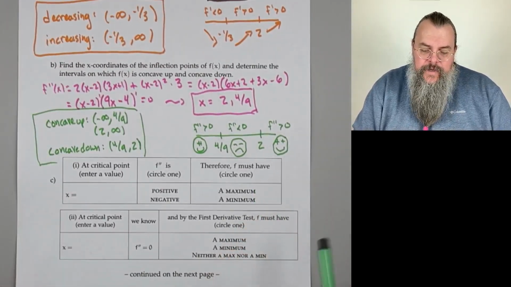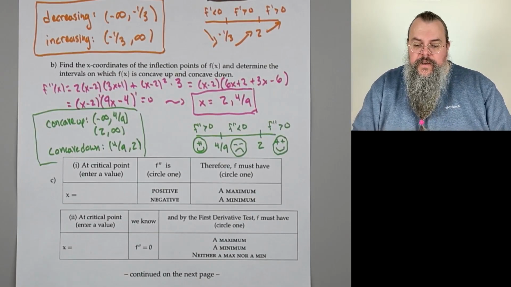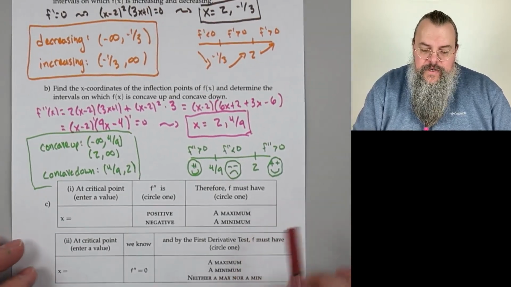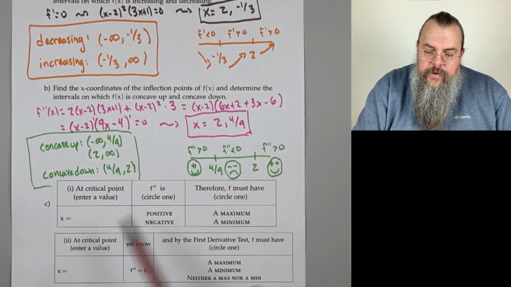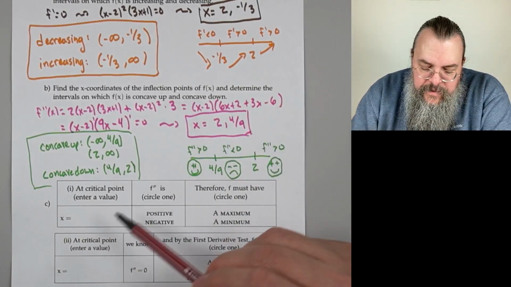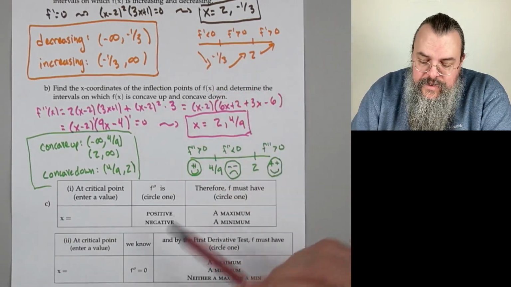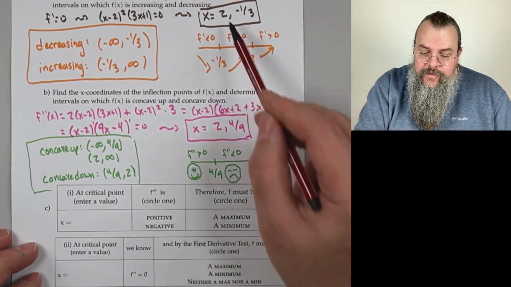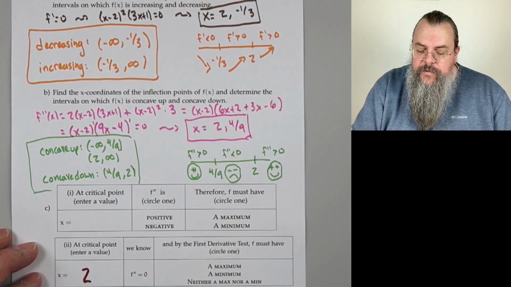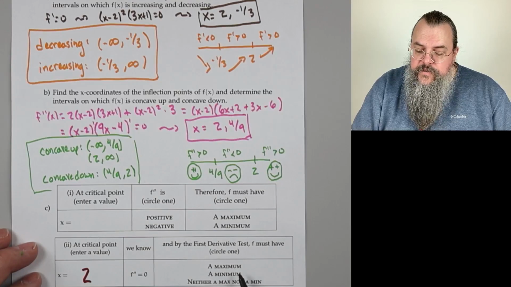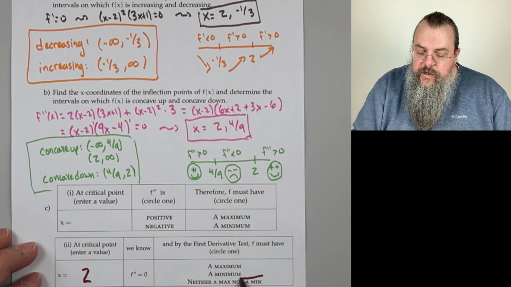So at critical point x equals, well, we fill in from parts A and B. We have two answers, so we have to be careful here, because at one of these critical points, f double prime is 0. Well, which one is it? It's the 2, because it's the one that gets repeated. So x equals 2, we know f double prime equals 0. By the first derivative test, f must have, well, at 2, see how it goes up, up? Neither a max nor a min.